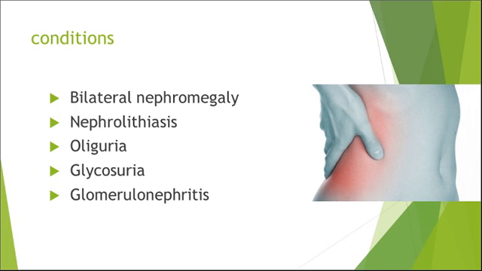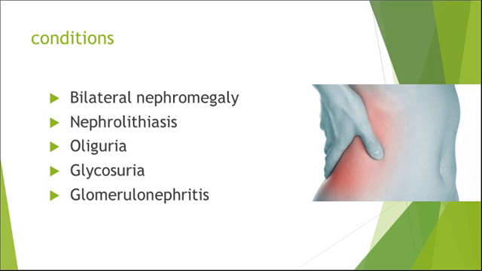Some conditions to be aware of. Bilateral nephromegaly. Bilateral is going to indicate both sides. Nephro, obviously we should think kidney. And megaly is going to mean enlargement. So this is an enlargement of both kidneys. Nephrolithiasis, again, we see that lith, so we should think stone. This is a condition marked by the presence of kidney stones.